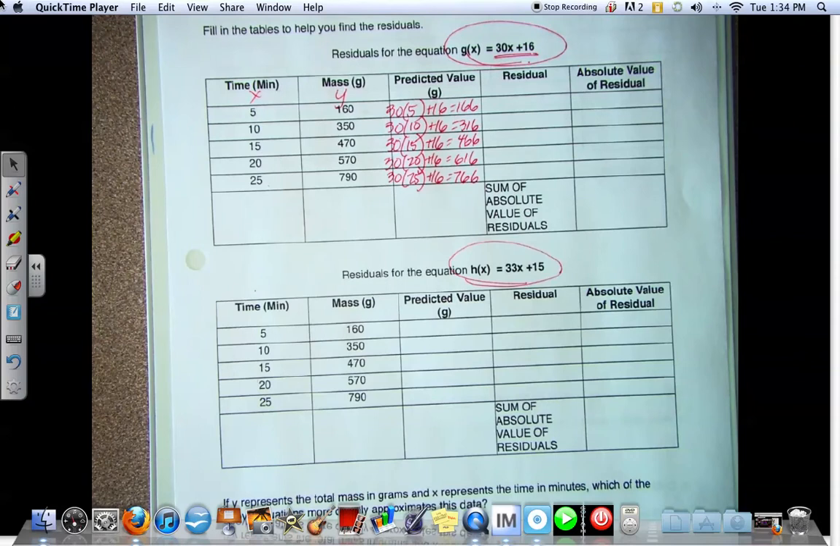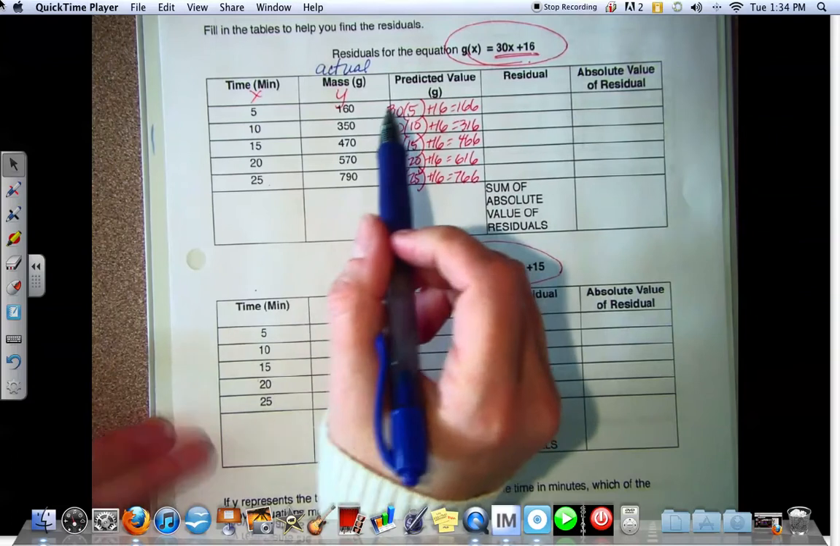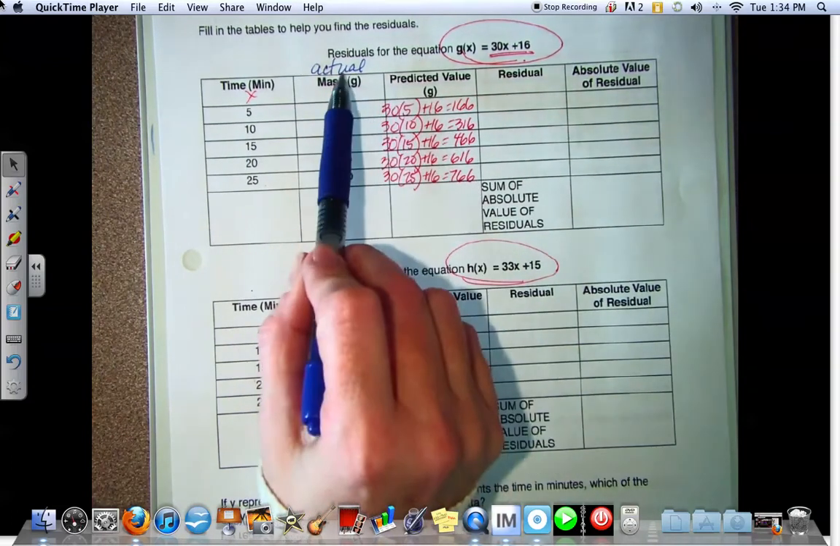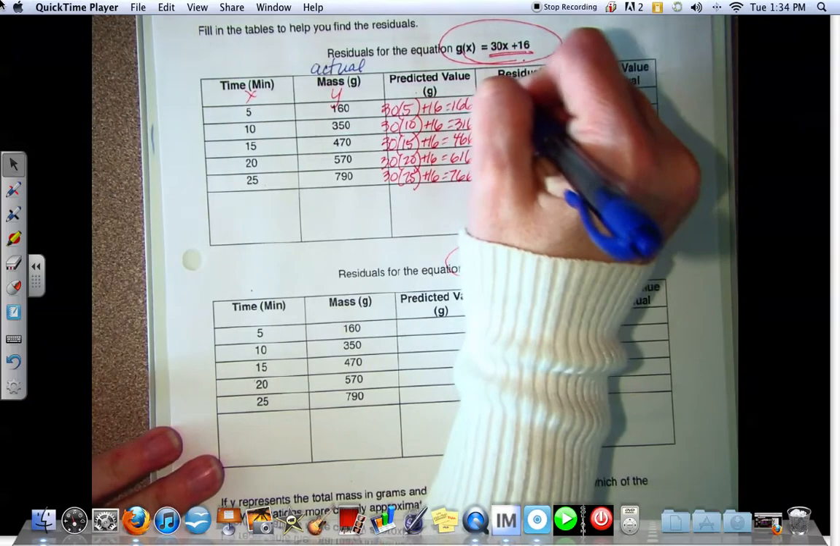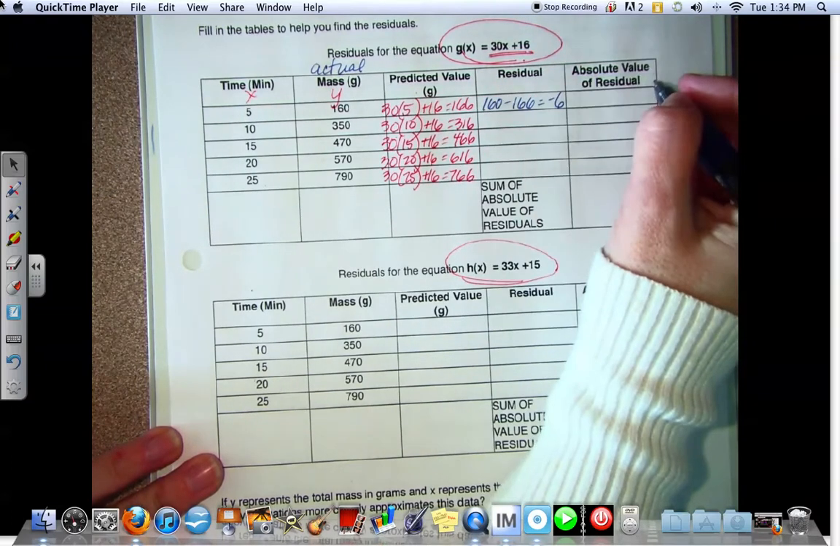How do we find the residual? What are we going to subtract? Mass minus predicted value. Okay, this is our actual mass right here. Remember yesterday we looked at finding the residual. We've been talking about it. It's the actual minus the predicted. So 160 minus 166 is, and what's the absolute value?